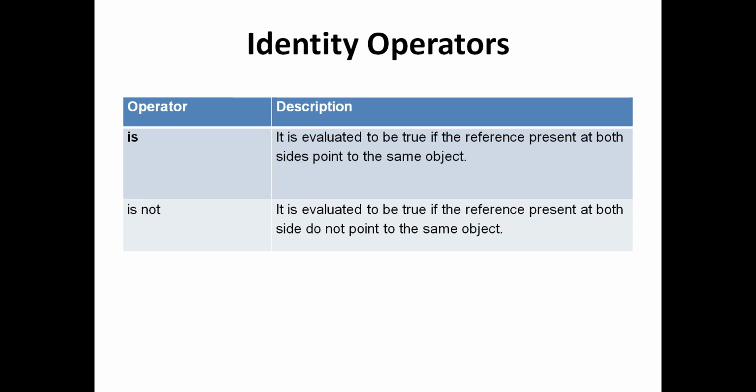Now we'll get into the next one. We have identity operators. There are two different types of identity operator. Is, it is evaluated to be true if the references present at both sides point to the same object. Is not, it is evaluated to be true if the references present at both sides do not point to the same object.